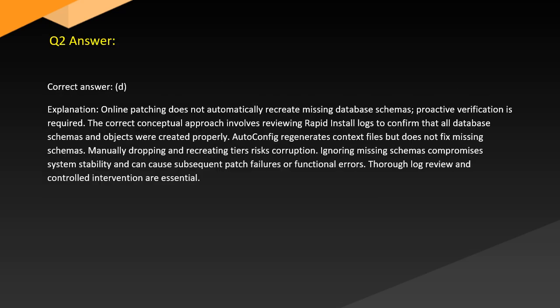Answer. Correct answer, D. Explanation. Online patching does not automatically recreate missing database schemas. A proactive verification is required. The correct conceptual approach involves reviewing Rapid Install logs to confirm that all database schemas and objects were created properly. AutoConfig regenerates context files but does not fix missing schemas. Manually dropping and recreating tiers risks corruption. Ignoring missing schemas compromises system stability and can cause subsequent patch failures or functional errors. Thorough log review and controlled intervention are essential.